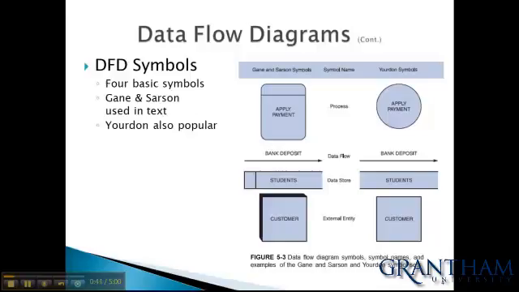In a data flow diagram, there are 4 basic symbols: the process symbol, data flow, data store, and the external entity.